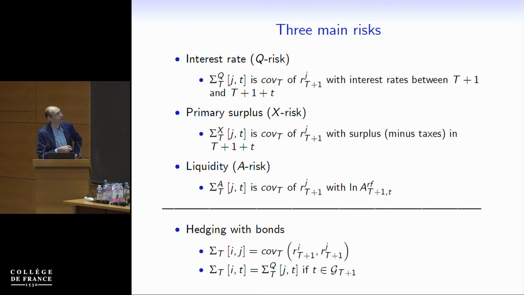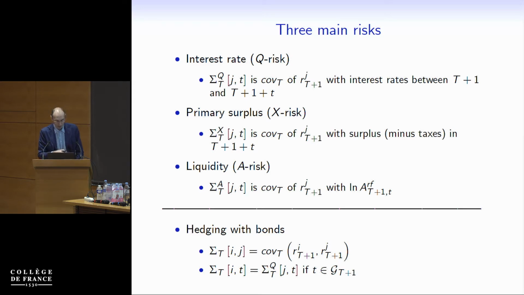And finally, liquidity risk, same thing: covariance of returns with accumulated liquidity premium between period t+1 and t+1+t. So these are basically three different risks, with all the bonds and all the horizons. And the government will hedge it with bonds. So sigma t will be the measure of how risky those bonds are. This will be just the covariance of returns with returns of different government bonds.